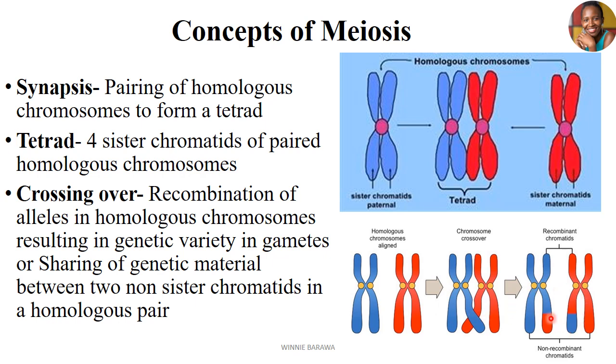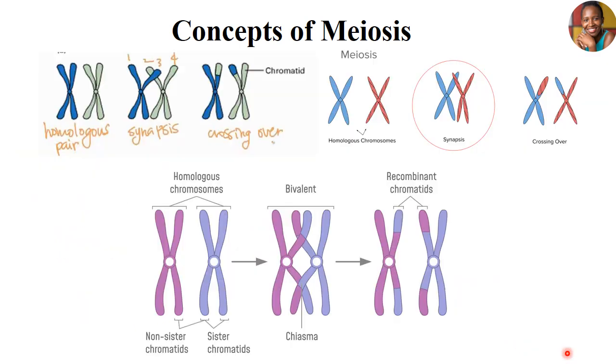At the end of the day, we end up with recombinant chromatids. Recombinant chromatids here we are referring to the chromatids that exchange genetic materials. However, we have chromatids that didn't exchange materials, and these chromatids we are calling the non-recombinant chromatids.